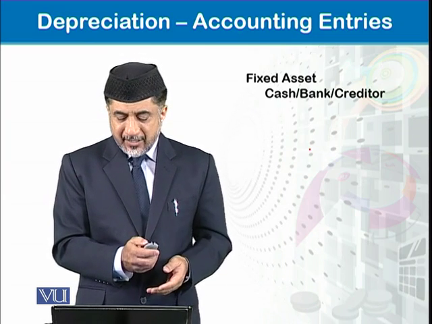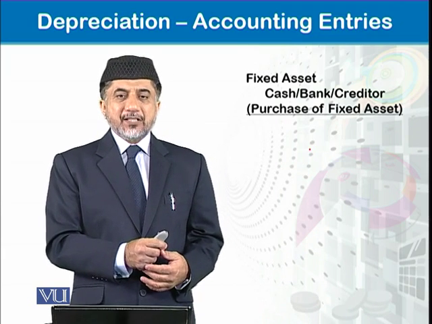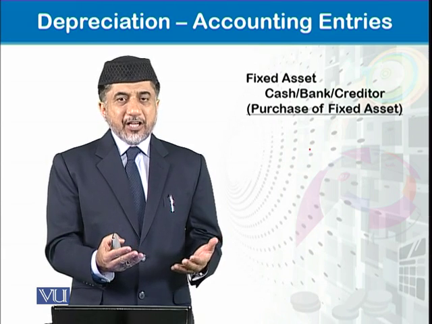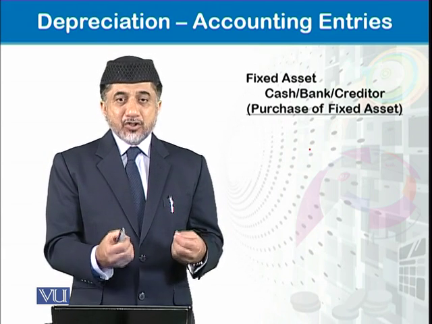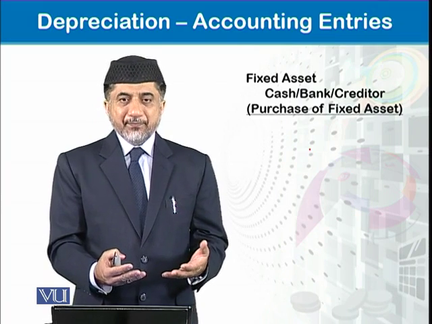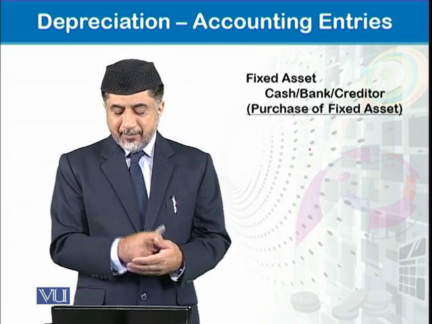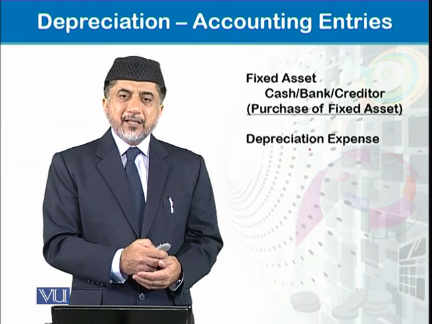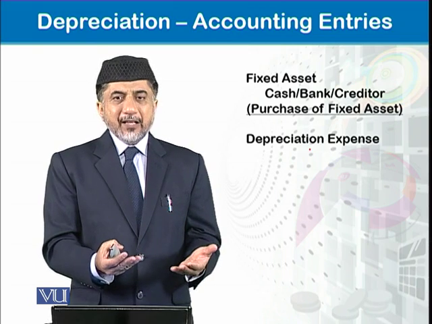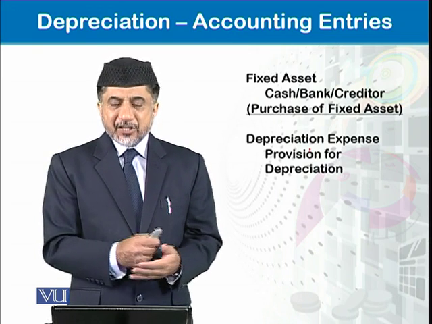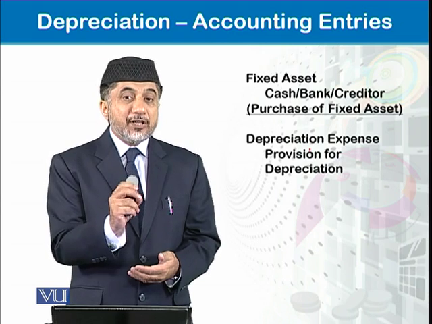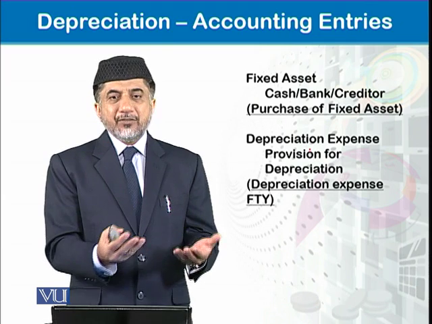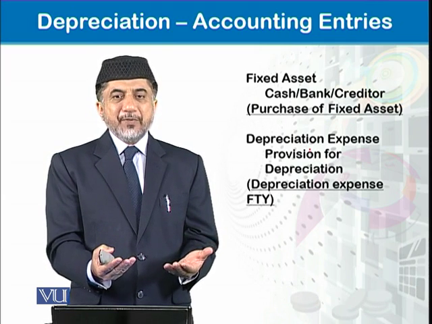Let's see these accounting entries. When we are buying a fixed asset, it is a simple accounting entry: fixed asset account debit, cash account credit, or bank account credit, or accounts payable credit, whatsoever. The credit effect will be given to the relevant accounting head. And when there is a depreciation expense, being an expense, it will be debited, and its credit will be given to the provision for depreciation account. This provision for depreciation account is contra in nature and would always be credited.